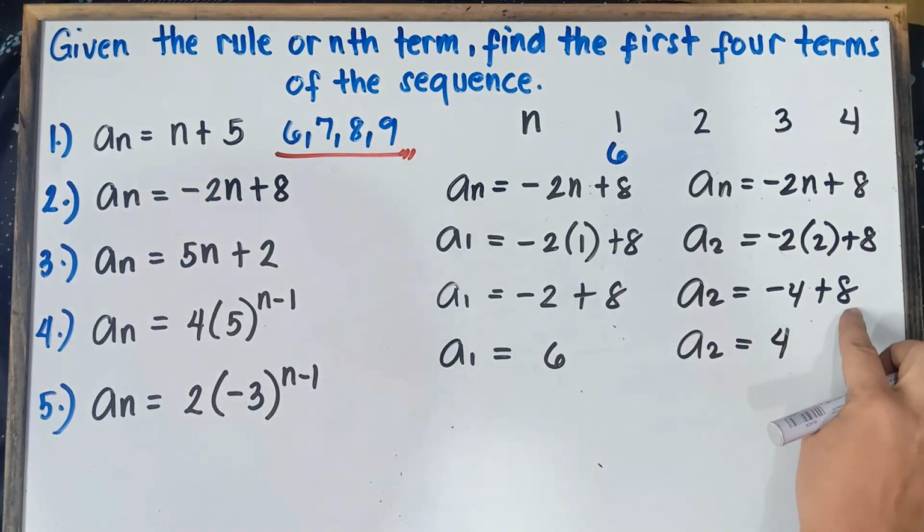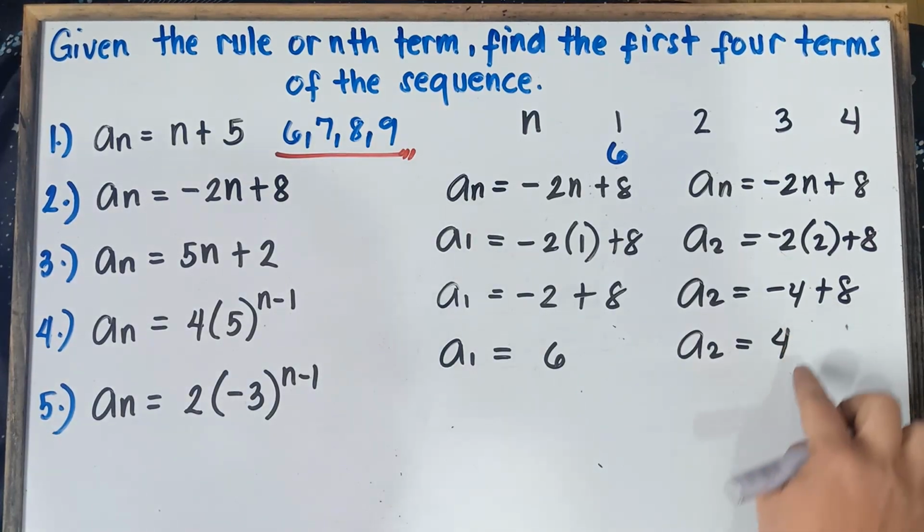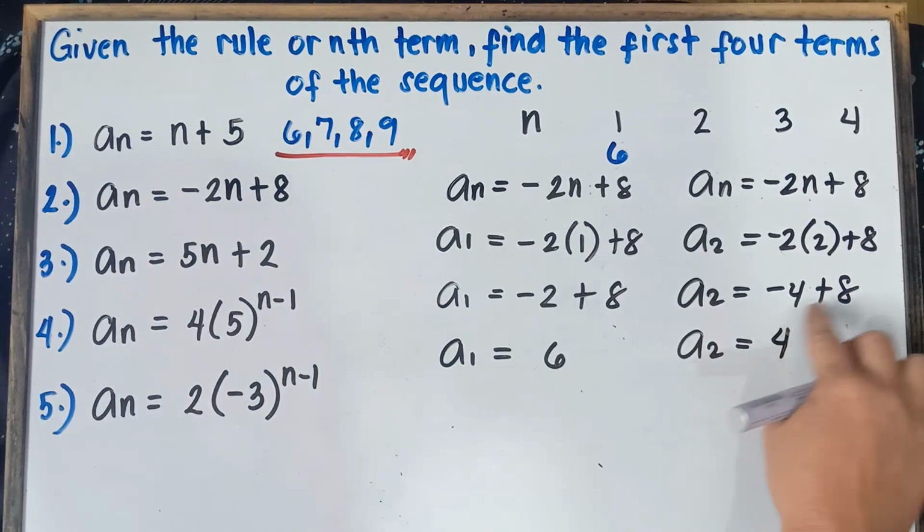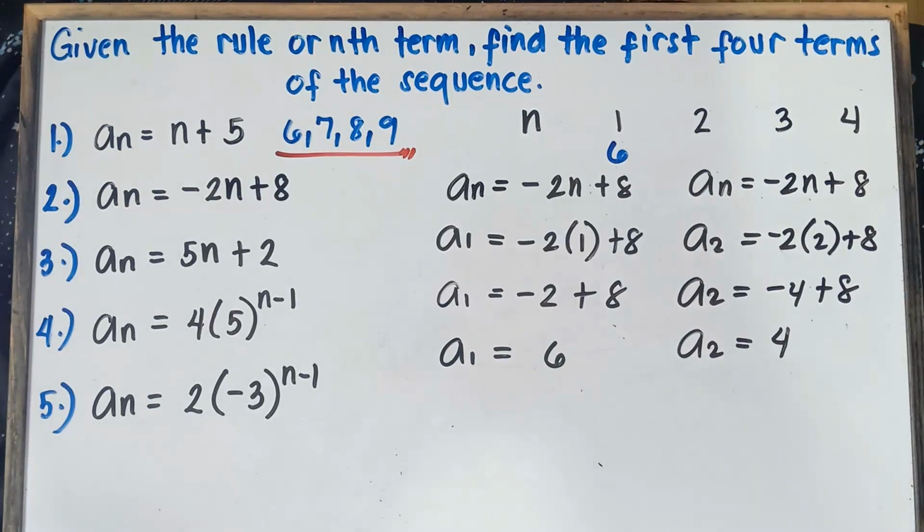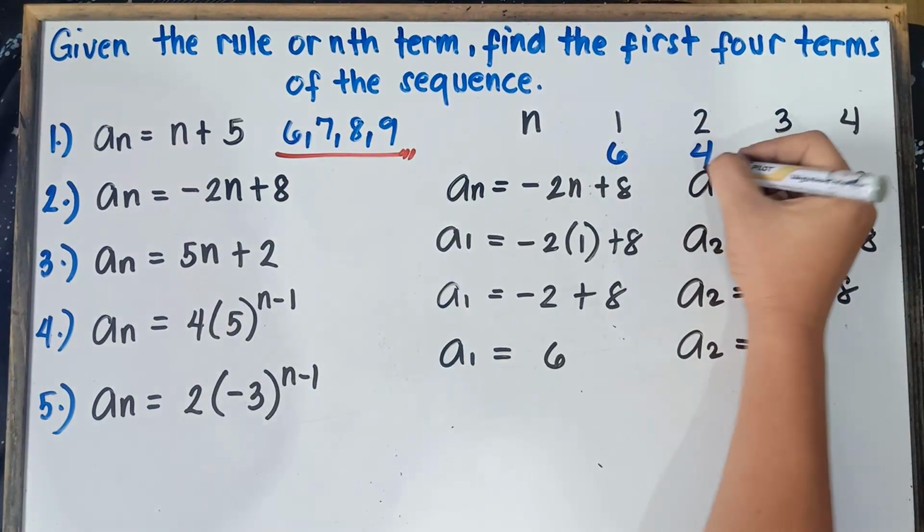Unlike sign, subtract, 8 minus 4 is 4. Now 8 is greater than 4, we copy the sign of 8. That would be positive 4. Alright, so this is positive 4.